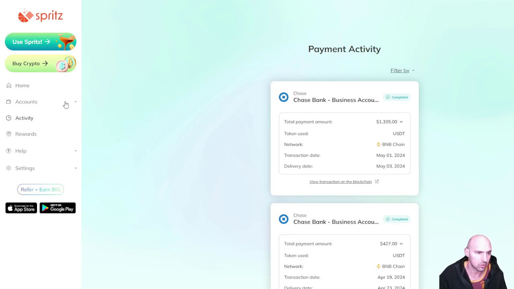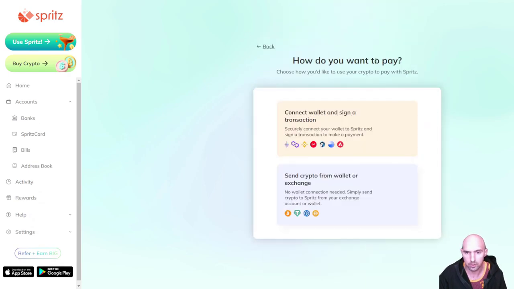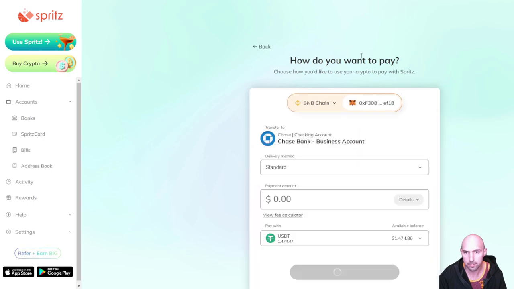So I'm actually going to show you how easy it is to do this. I'm going to offload to my bank, off-ramp crypto here. I have 1400 that I'm going to do.